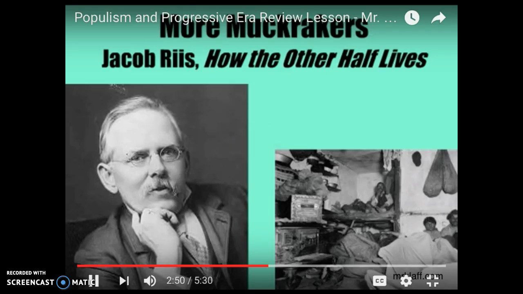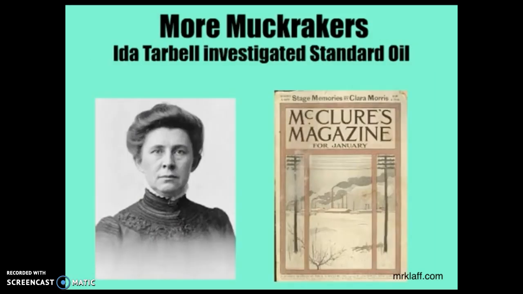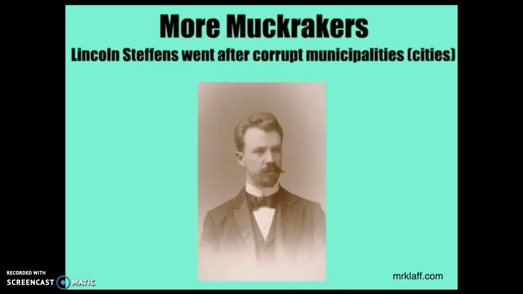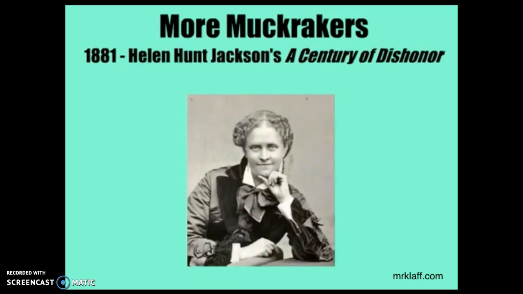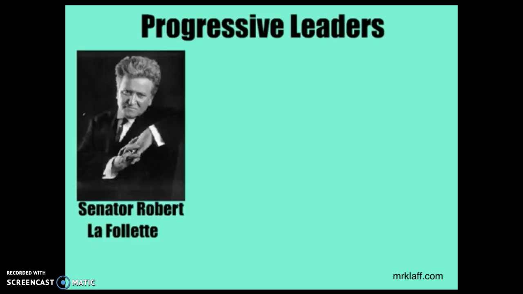New York City. Ida B. Wells challenged Jim Crow laws and promoted anti-lynching legislation. Ida Tarbell wrote the history of the Standard Oil Company and gets some credit for breaking up that powerful oil trust. Lincoln Steffens' The Shame of the Cities displayed municipal or city corruption. A bit earlier, Helen Hunt Jackson wrote A Century of Dishonor to challenge U.S. treatment of Native Americans.